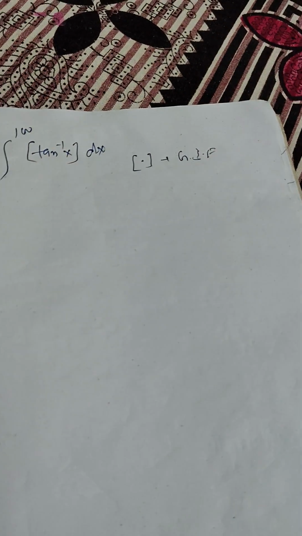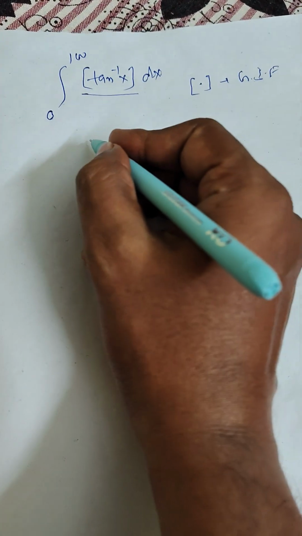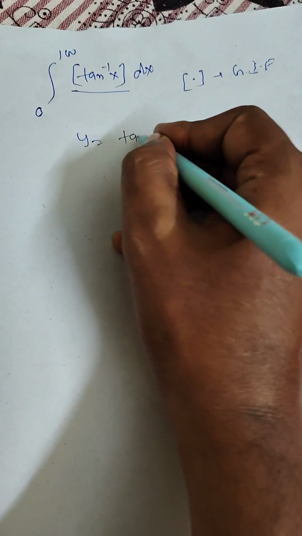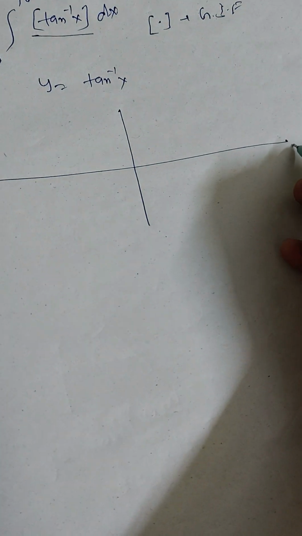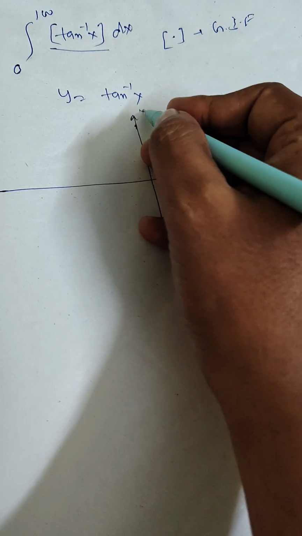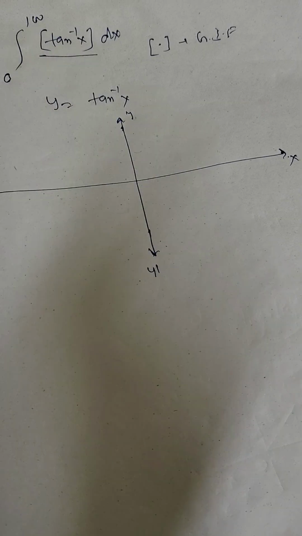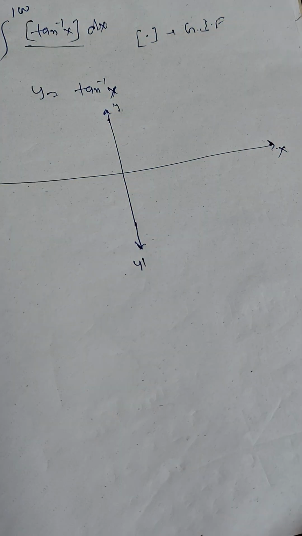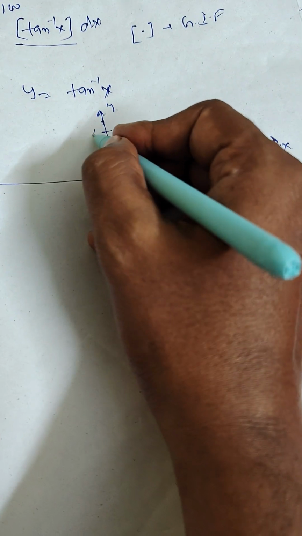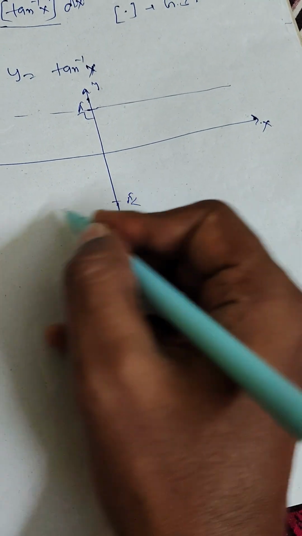First, you draw the graph. Draw y is equal to tan inverse x. So first remember, this is x, this is y, this is x dash, or this is y dash. First, in the graph, this is pi by 2. So at pi by 2, what does the graph do? It goes to infinity. This is also minus pi by 2, also infinity.